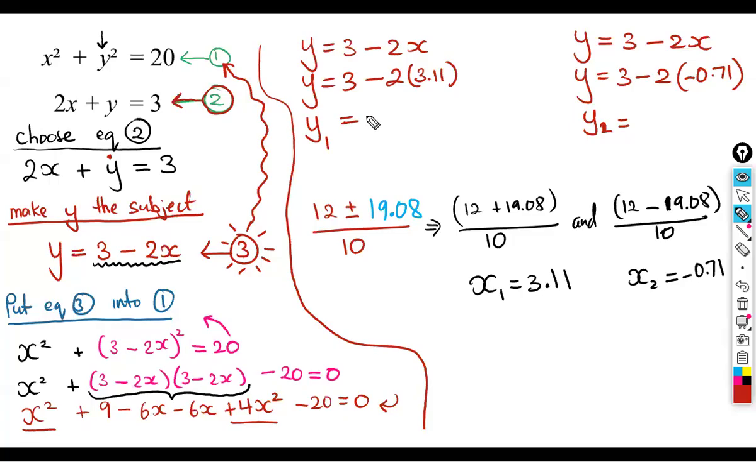For the first one, I'm getting minus 3.22. The next one is, anybody getting 4.42?